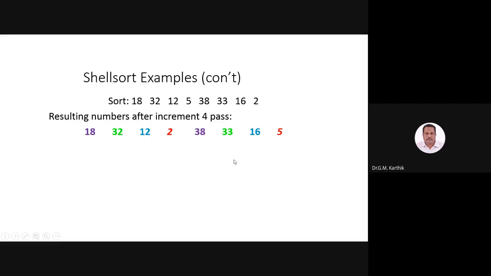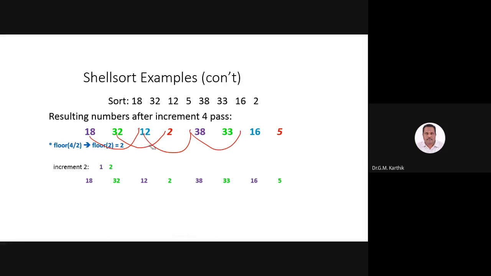Now we will decrement the sequence. The sequence will be decremented to 2, because the previous sequence is 4, so you take 4 by 2, which means 2. So what happens is you compare in this fashion for each element. You will have it like this.